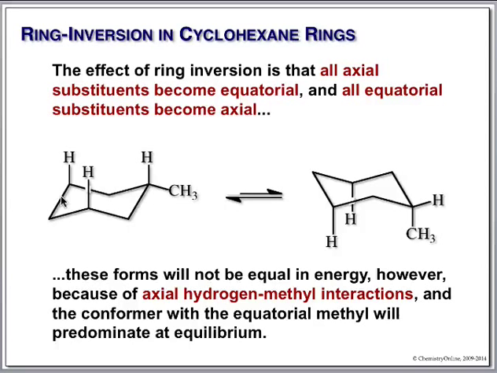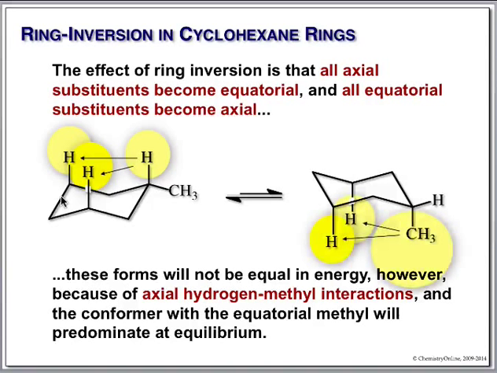Now why? Basically, it has to do with eclipsing again. If we look at the equatorial methyl group here, we have three axial hydrogens, don't we? These are all pointing up. They're kind of like eclipsing each other. It's not really bad. But here, where we put the methyl axial, because the methyl is so much larger than a hydrogen, we have a big-time interaction between here and these guys.